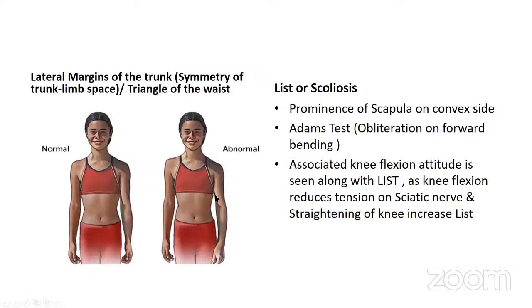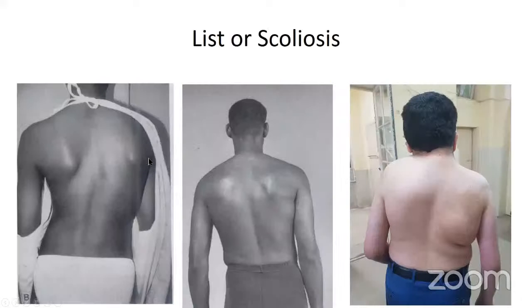But if there is an abnormal, asymmetrical lateral margin of the trunk, we look for scoliosis. You have a prominent scapula on the convex side. You can see here, these are the three conditions. Which one is the scoliosis? See, this is spine convexity towards the right side. You can see the scapula is higher up and much more prominent. So this is the scoliosis.